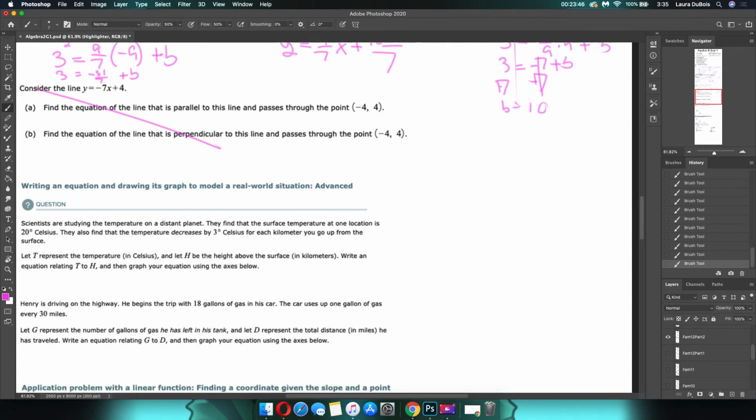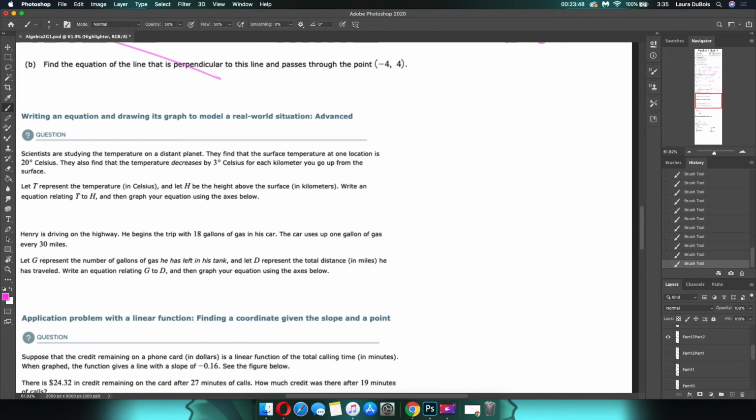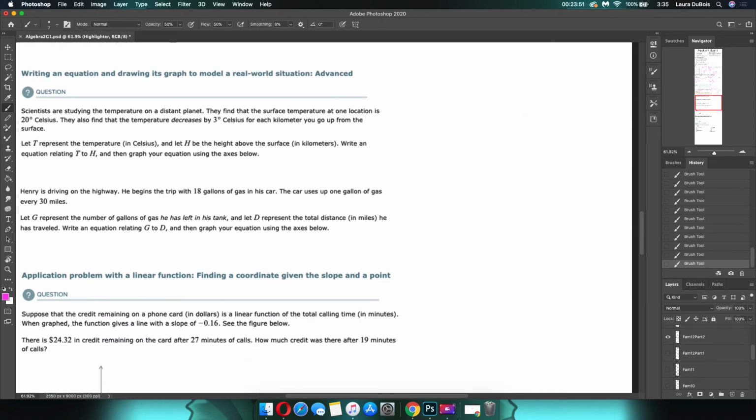All right. Next up, drawing a graph, writing an equation and drawing its graph to model a real-world equation. Okay, this is one where it's the love part of the love-hate relationship with the software. Because it's a word problem, the language is very fixed, and since you're seeing the same words in the same place, you don't have to read as much. So, for example, let T represent the temperature. I already know. I have y equals mx plus b, right?